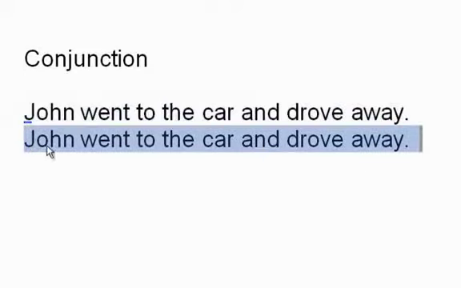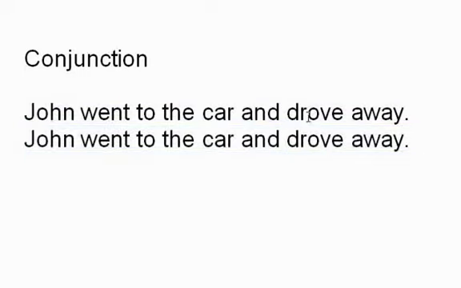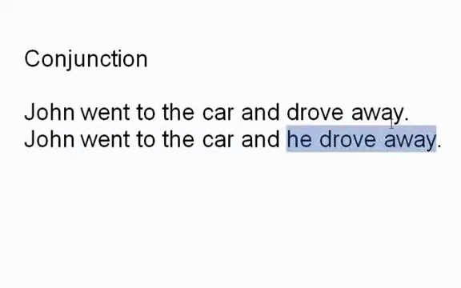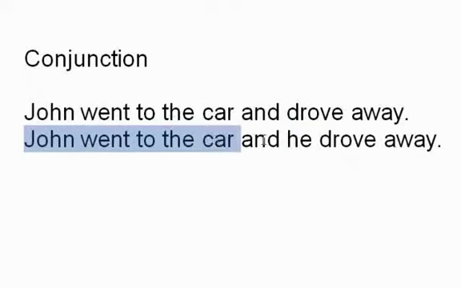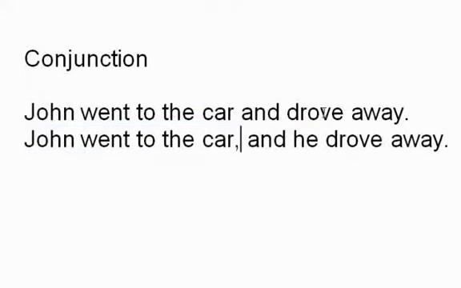Now, if you made a slight change to that, if you had he drove away in there, now you add a subject to this side of it. So it would be he drove away is a complete sentence. And of course, John went to the car is still a complete sentence. So if you have a conjunction in the middle, you will now need to add a comma. John went to the car, and he drove away. These are two complete sentences.